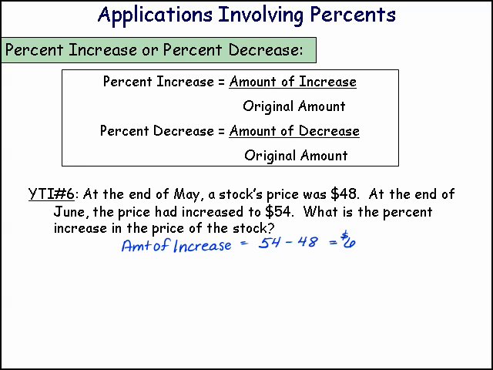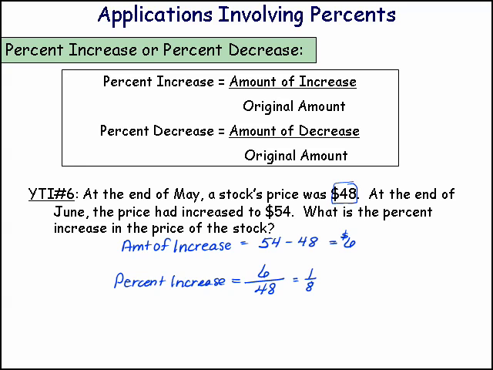Okay, so in order to find percent increase, we need to take the amount of increase, which is $6, and divide it by the original amount. Well, where are we starting at? When we're looking at this time-wise, we started in May at $48 and then went up to $54. So this is what is considered the original amount. So that's over 48. Okay, so you can reduce this to 1/8.